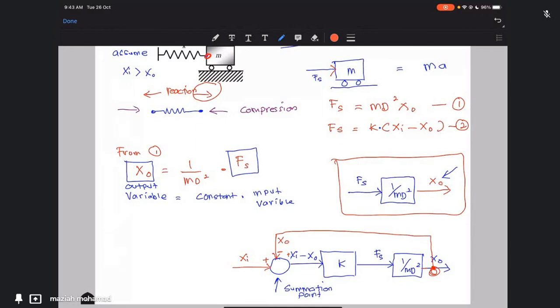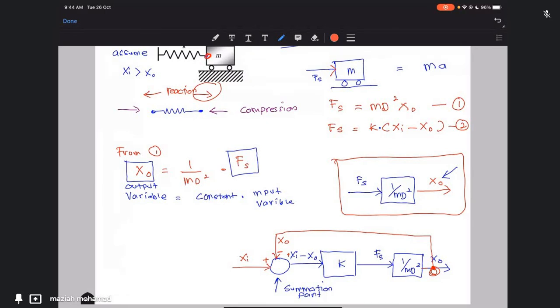I already explained about xi. Xi is the input to the system. But x naught, in order to solve for x naught, again you need to ask what is the equation that solves for x naught. But then you realize all the equations are already used. You only have two equations, equation 1 and equation 2, but both have been used. Meaning we cannot use an equation anymore.